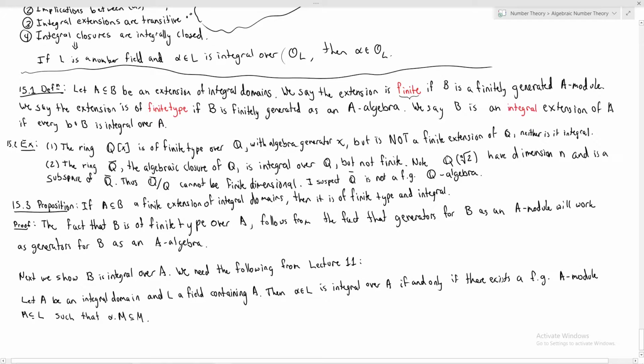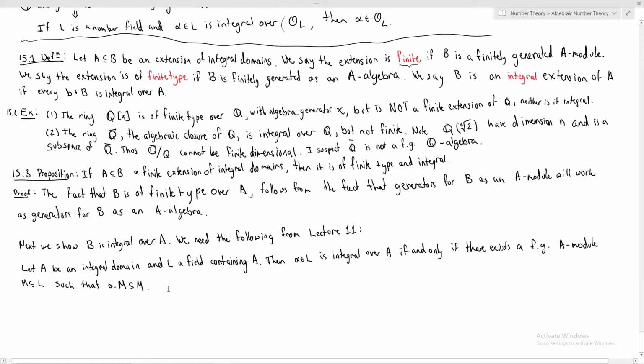So just to briefly remind you how we prove this, you essentially use the generators to write down some matrix, and you use Cramer's rule to show that the determinant of this matrix is 0, and it turns out the determinant of this matrix gives you some polynomial that alpha is a root of. So the key is Cramer's rule, essentially. And if you want to see the proof in more detail, see lecture 11. How do you apply that to prove proposition 15.3?